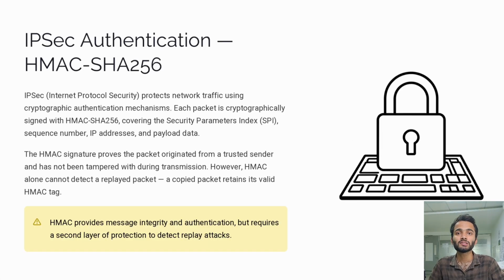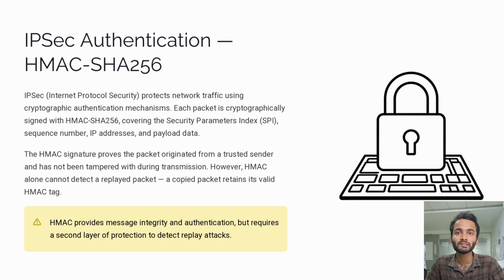IP security uses HMAC-SHA256 to protect packets. HMAC creates a secure signature using the packet data and a secret key shared by Alice and Bob. If anyone changes the packet, the signature fails and Bob rejects it. But HMAC only proves the packet came from Alice. It does not prove the packet is fresh. So if an attacker replays the exact same packet, the HMAC is still valid and Bob may accept it again. That's why IP security also uses sequence numbers for replay protection.